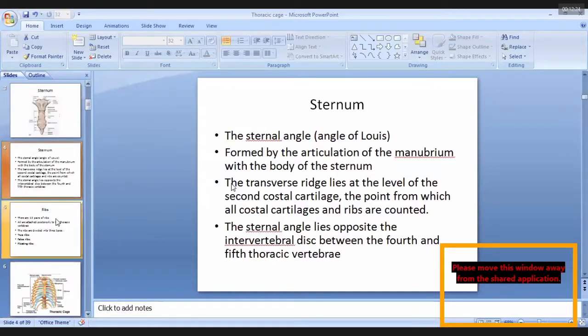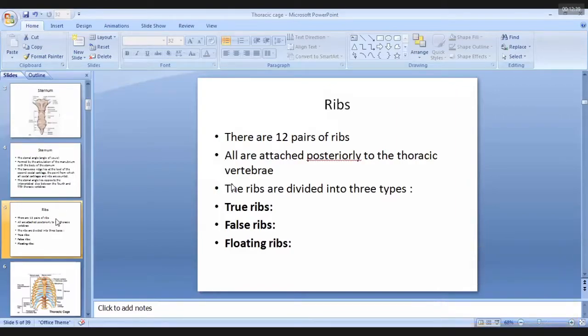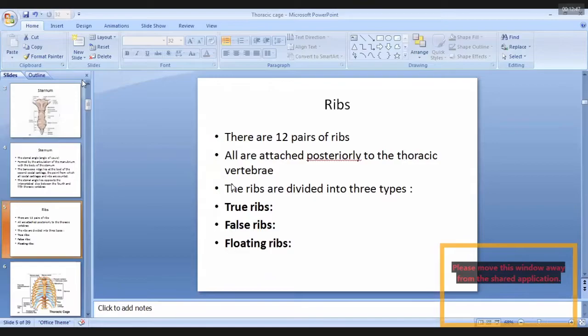Then the second structure of the thoracic cage is the ribs. There are 12 pairs of ribs and they are attached posteriorly to the thoracic vertebrae. For the classification of the ribs, there are three main types according to the attachment of the ribs to the sternum. They are divided into true ribs, false ribs, and floating ribs.